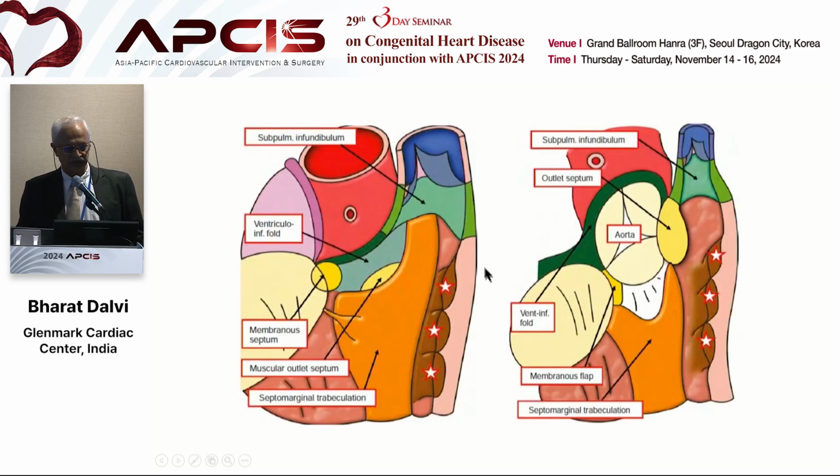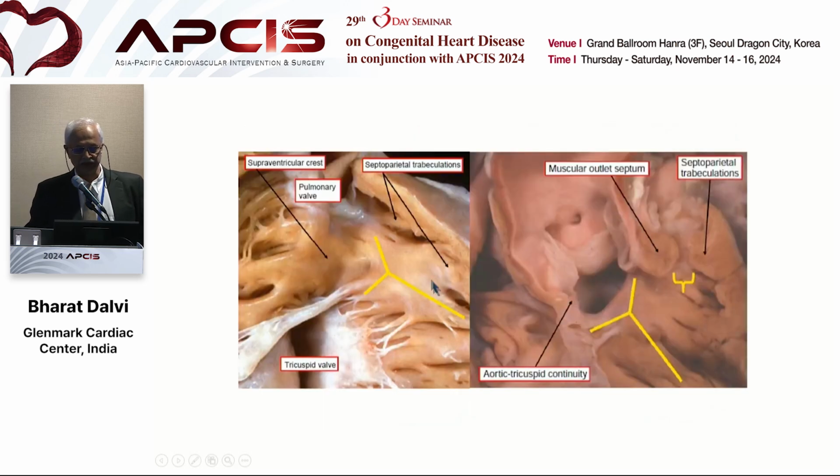So this is a cartoon which will show you how the septum looks in a normal heart. That's the muscular outlet septum. That's the ventriculoinfundibular fold. And in tetralogy of Fallot, the outlet septum tends to go superiorly and anteriorly. So many morphologists call it a monology because the outlet septum has come out of its usual position, has moved anteriorly and superiorly, causing a VSD at this level and right ventricular outflow tract obstruction higher up. So this is in a real heart.